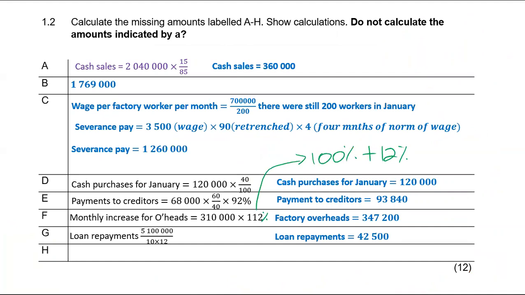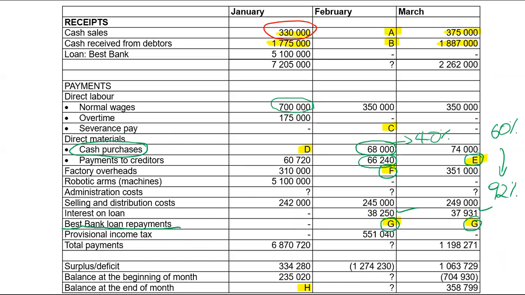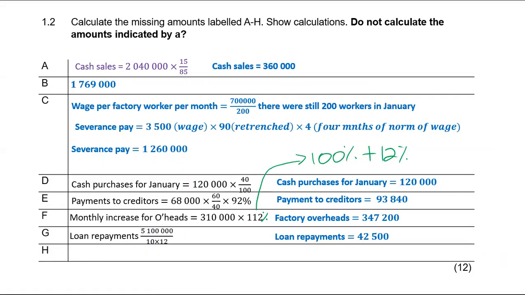Let's look at H. For H, they just want us to calculate the balance at the end of the month, which is quite easy. You just take your surplus, you add it with the balance at the beginning of the month, which is cash at the beginning of the month, and then it gives you H. If it was a deficit, we're going to subtract them from each other. Hence, to calculate H here, balance at the end of the month will simply be my surplus plus the balance that I had in my bank account at the beginning of the month. That'll give us 569,300.